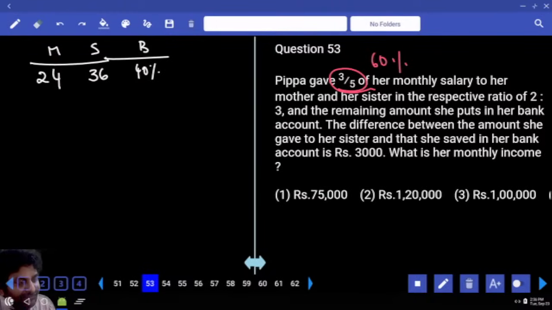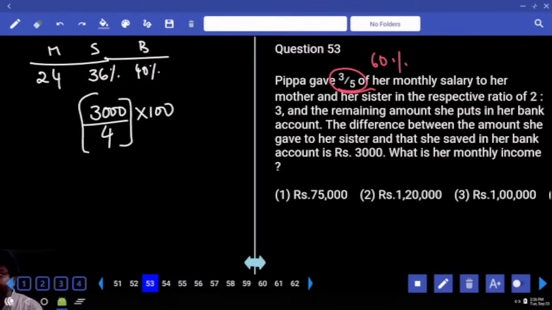40%. The difference between the amount she gave to her sister and that she saved in her bank account is 3,000. Sister amount and bank amount difference is 4%. If 3,000 is 4%, then 1% value is 3,000 by 4. Her monthly income was 100%. By 4 in the sense half and half only. Half is 1,500. Again half, 750. Into 100, 7,500... 75,000.